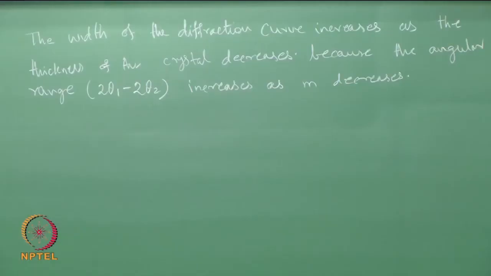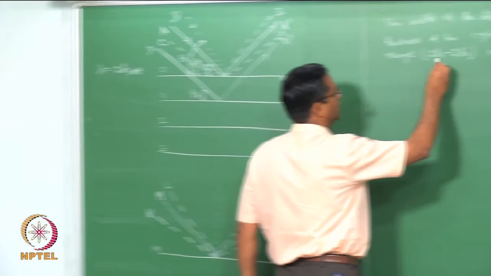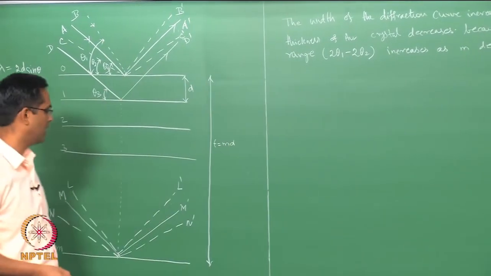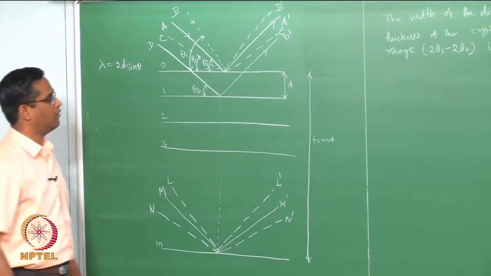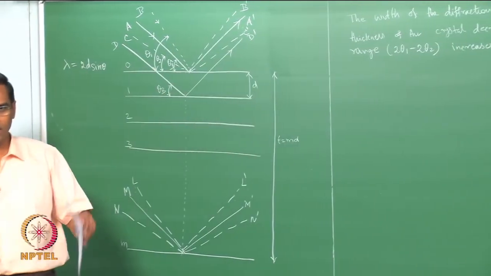So the width of the diffraction curve increases as the thickness of the crystal decreases, because the angular range 2 theta 1 minus 2 theta 2 increases as m decreases. As m decreases, the range is going to increase, which means it is going to cause peak broadening.